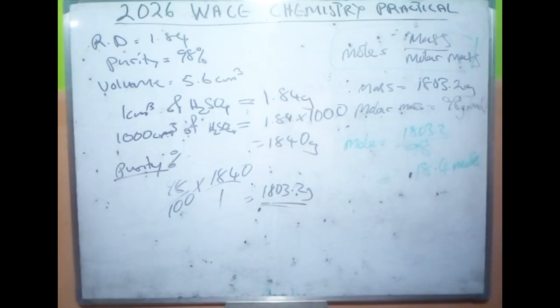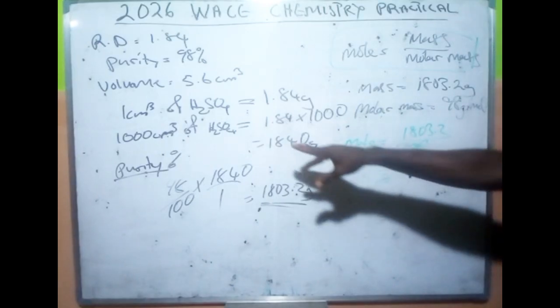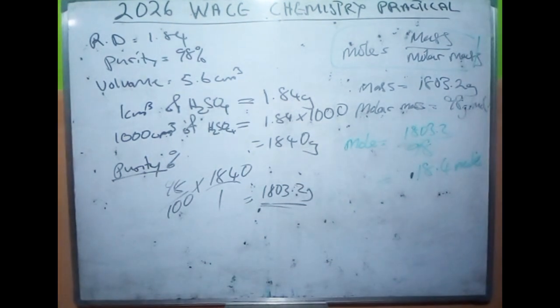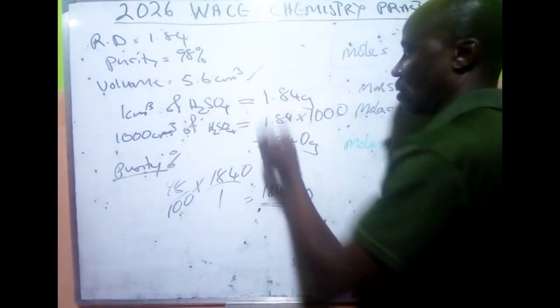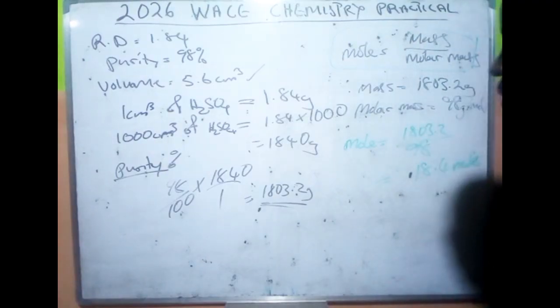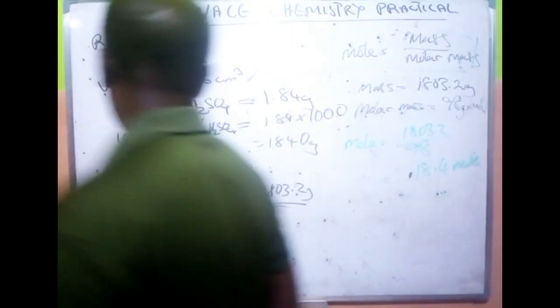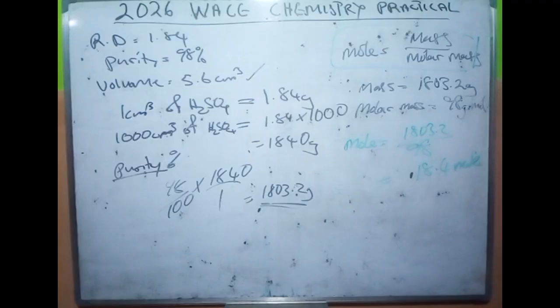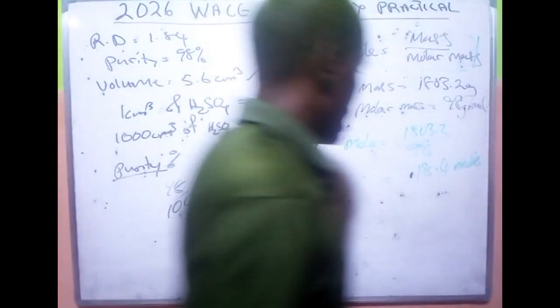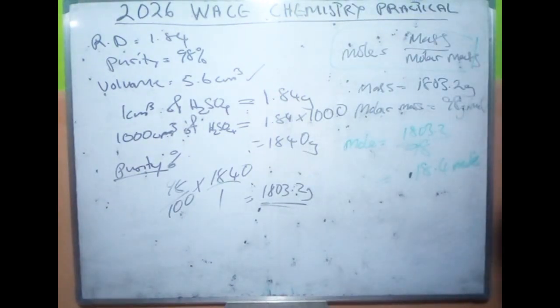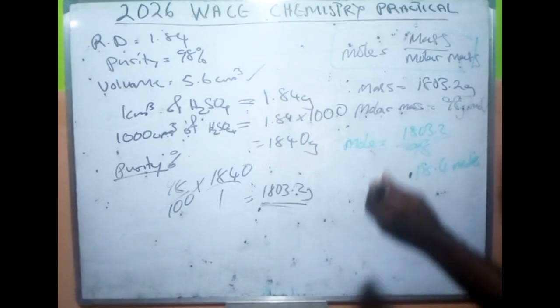We've been able to get the number of moles in 1000 cm cube of the acid. So the next thing we are going to do, based on what we are given, is to use the volume. Let's see how we're going to work on it. So we have 18.4 mole. What else are we going to do now?